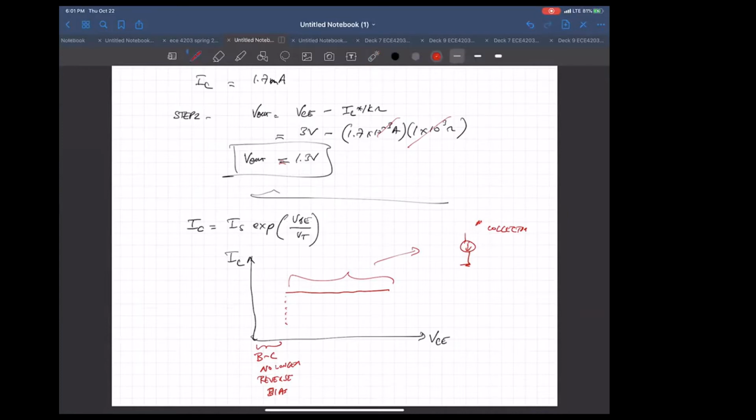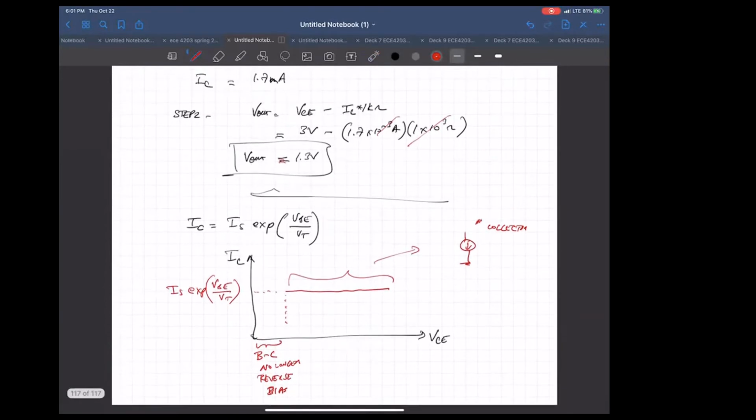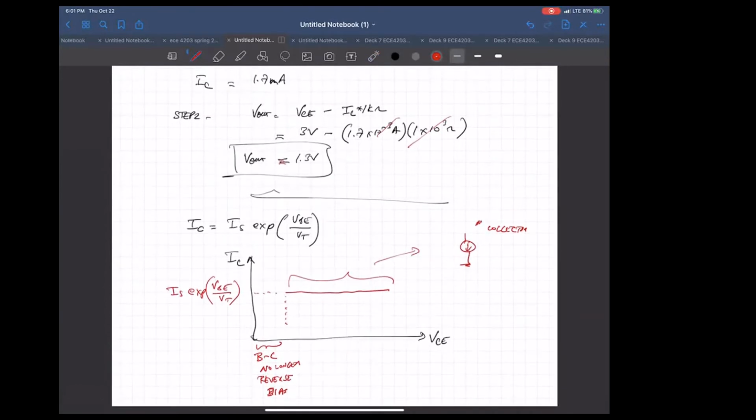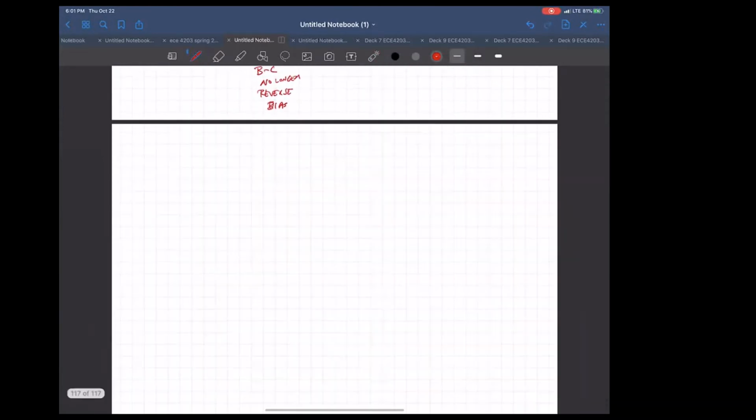And this current here is just dependent on what the VBE voltage is. Okay. So we've been saying this, but we'll see these plots of collector emitter voltage versus collector current later, and I just wanted to specifically state that.